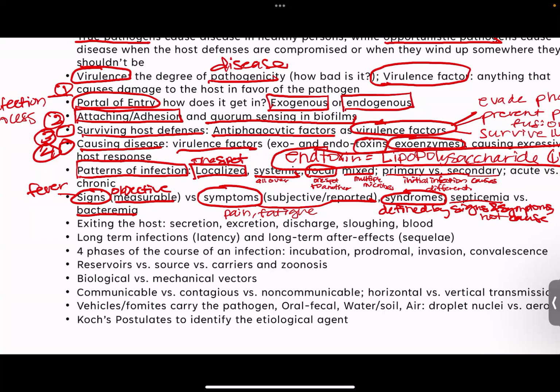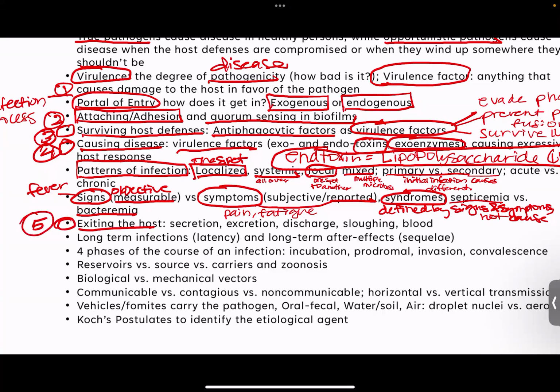Okay, so I want to be clear about that. That's one that gets a lot of people. All right, so that's the progression of our disease. Now we're finally at that point after we've caused the disease and we've multiplied and we've led to all these signs and symptoms and potentially developed a syndrome or whatever. Now we're ready to exit the host, ready to move on and multiply.